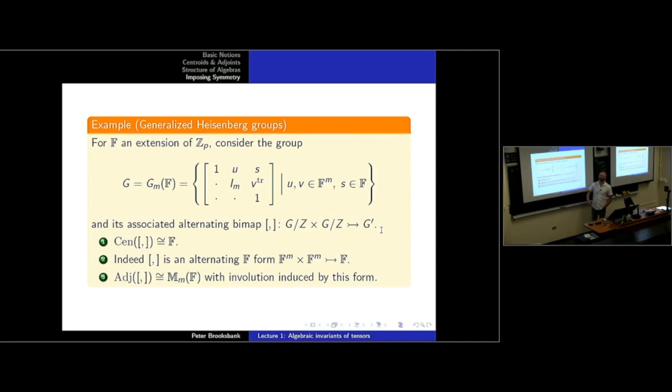And if you calculate the adjoint ring, it turns out that what you get is the full matrix algebra, right? So this is quite a hefty adjoint algebra that we get here. We get the entire algebra of matrices, and the involution is going to be induced by the form that we had. So it's an alternating type. So this would be one of those simple star rings that we mentioned in the previous slide.